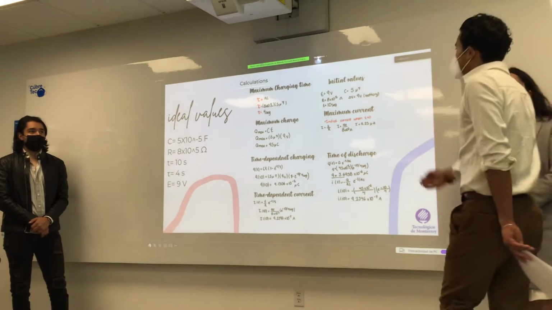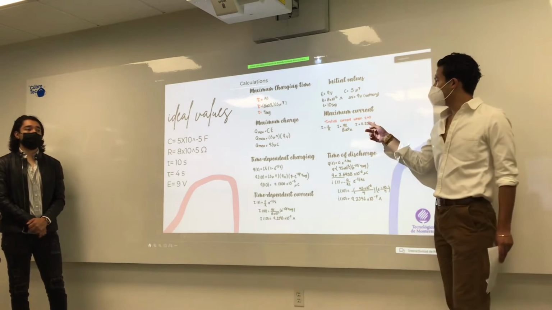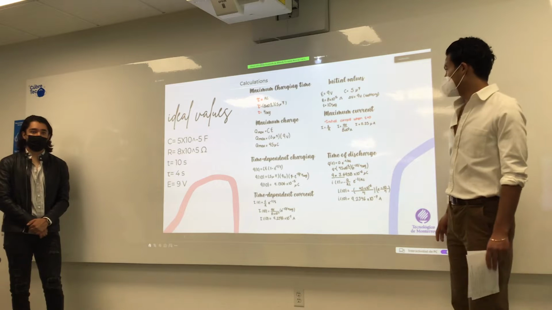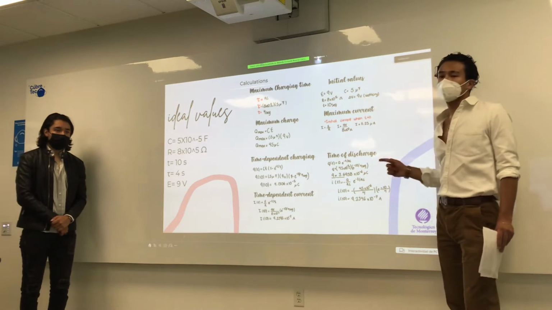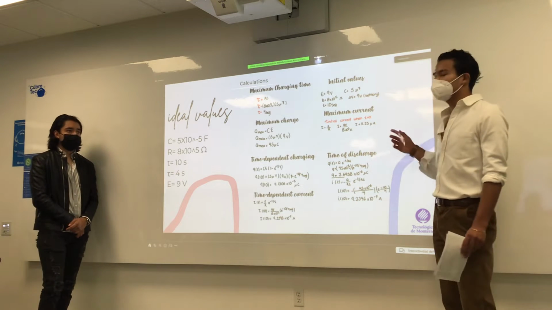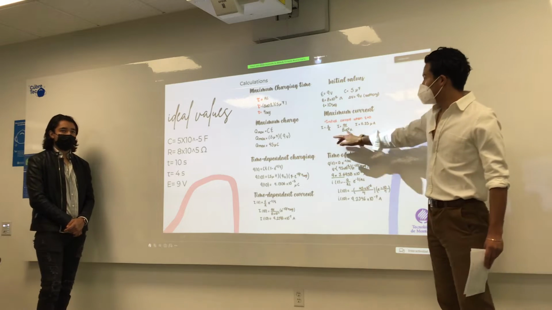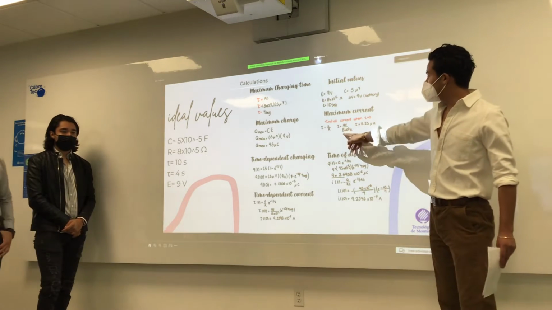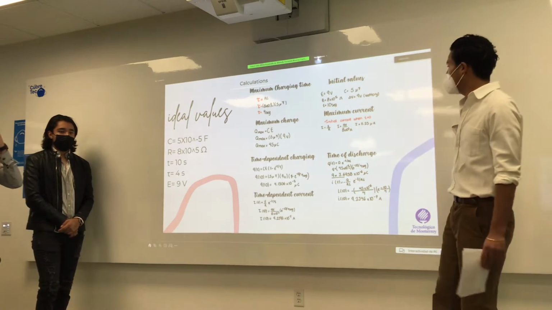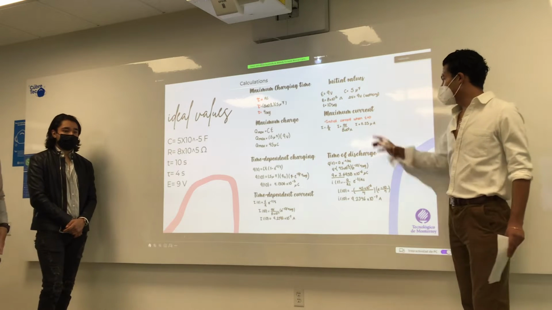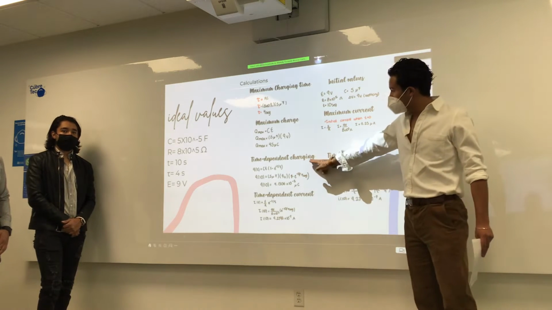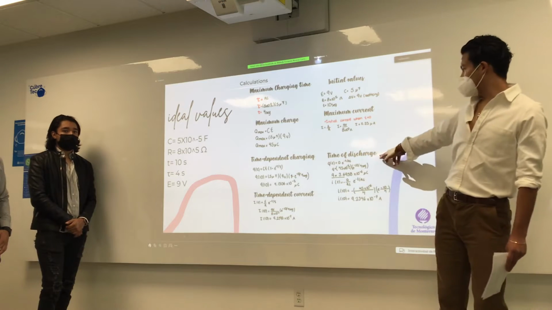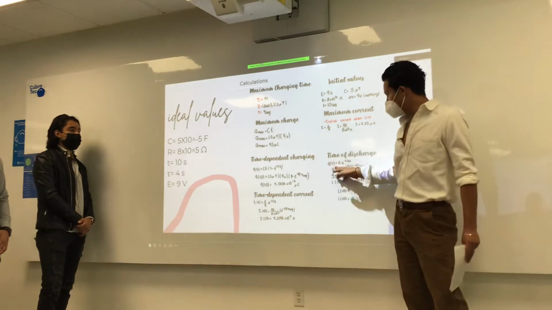For the case of maximum current, we take the initial value of time when it's 0. That says that maximum current is the maximum current intensity a resistance can adopt. As we can see, it only depends on the voltage and on the resistance, and we have a value of 11.25 microamperes.